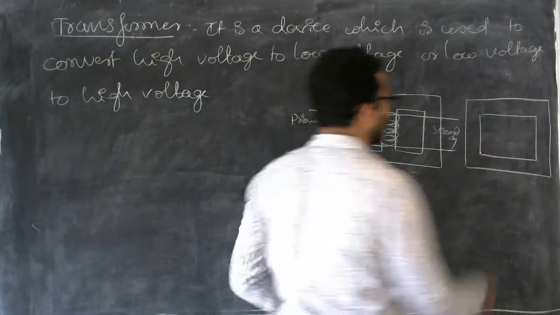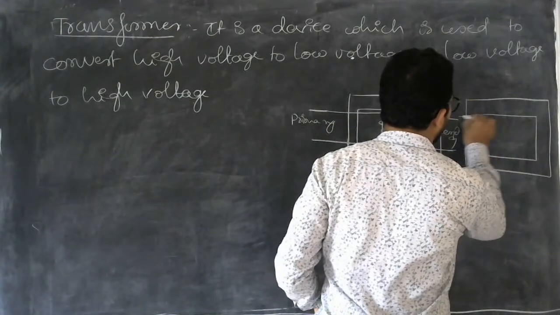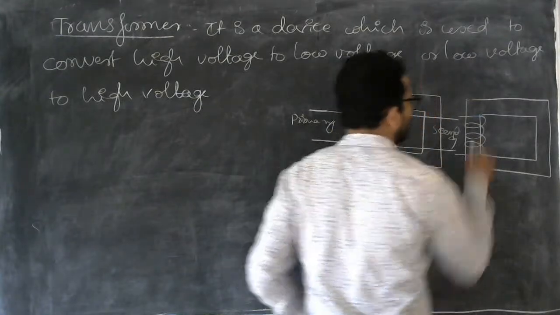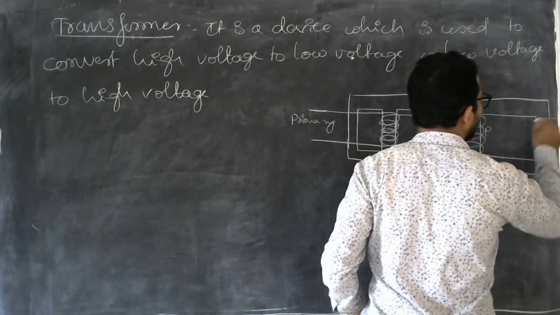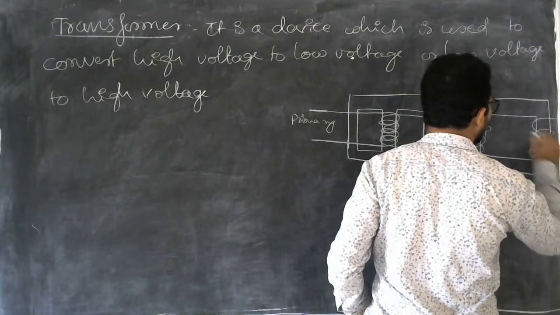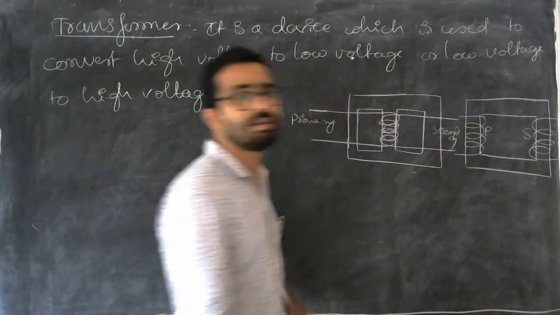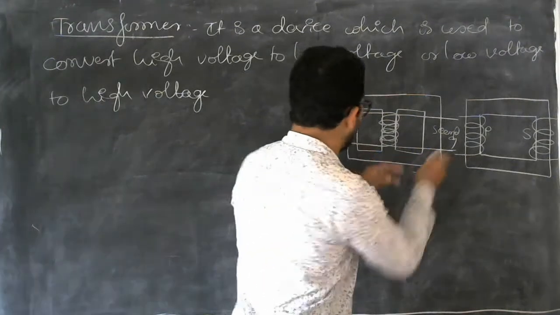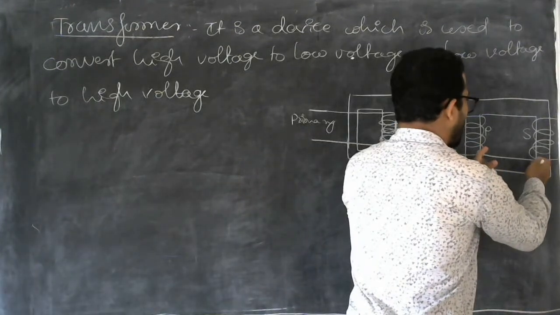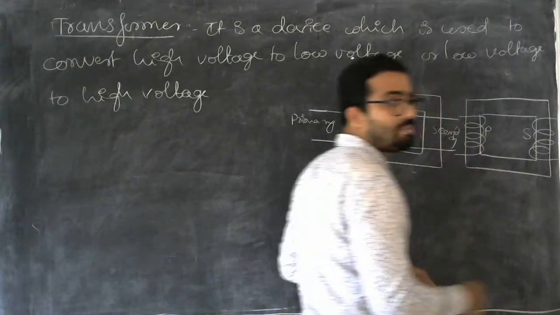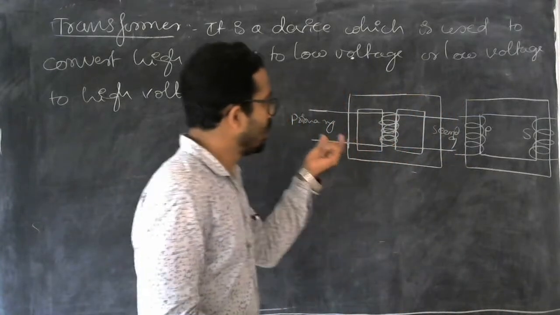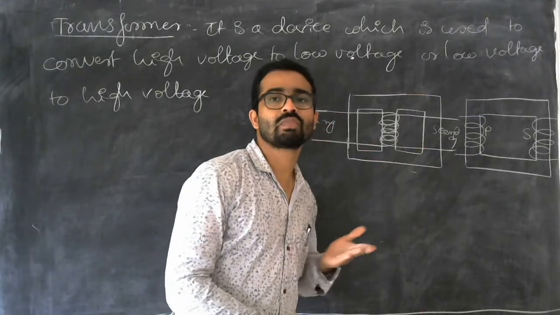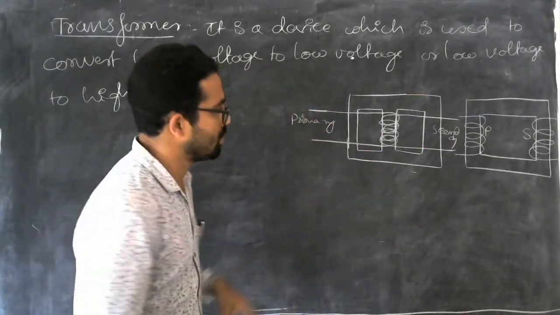In this also we can see primary here, which are separately wound. This is the primary, this is the secondary. Secondary coils are also wound on another limb. But the difference between this one, these coils are wound separately on separate limbs. Here it is wound on one another. So this is the main difference between these two transformers.